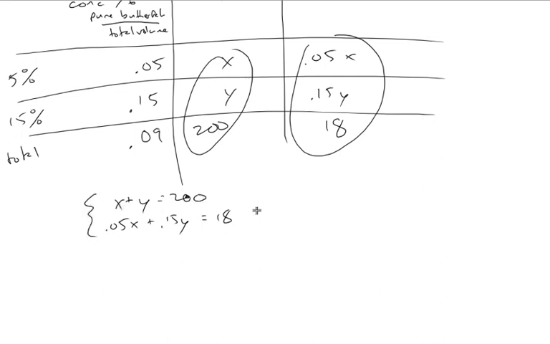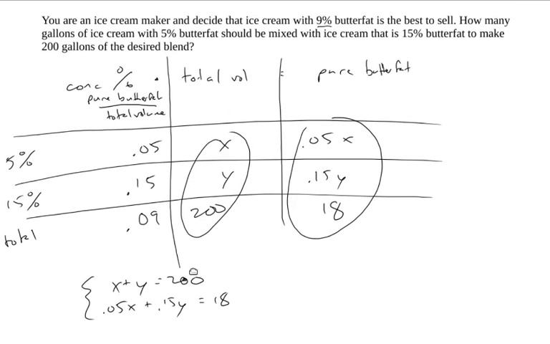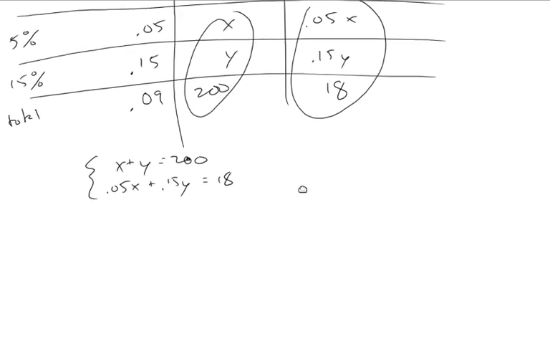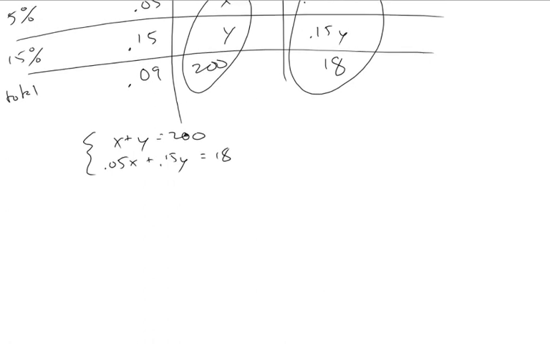And you can see each of these equations. This one was pulled from the total volume column. This is all talking about volumes. X would be the number of gallons of 5% ice cream. Y is the number of gallons of 15% ice cream. 200, that's the number of gallons of the mix. This 0.05x is the amount of butterfat we get from the first. This is the amount of butterfat we get from the second. This is the amount of butterfat that we want. So those equations really are saying something individually, and also the units line up.